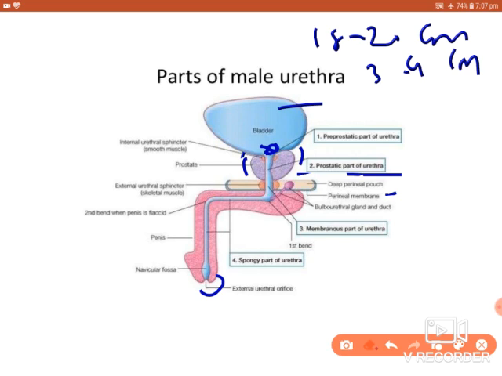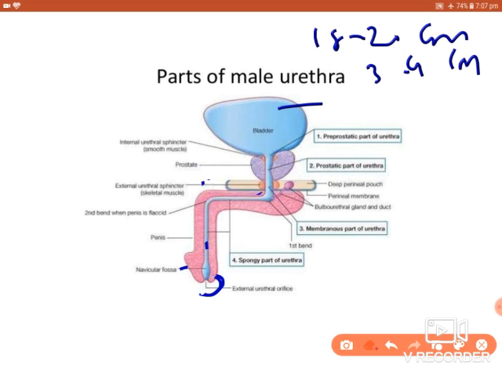Once it pierces the bulb, it runs forwards and upwards. Its course here is forwards and upwards. Here you will see the pubic symphysis. At that level, it bends downwards and forwards through the body, then through the glans, then exits as the external urethral orifice.